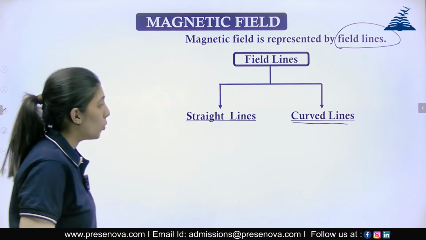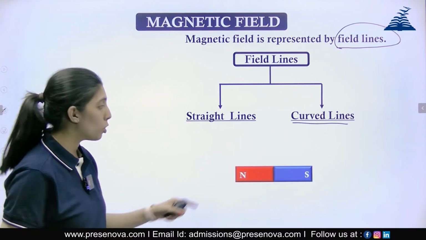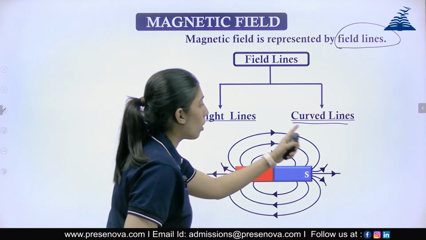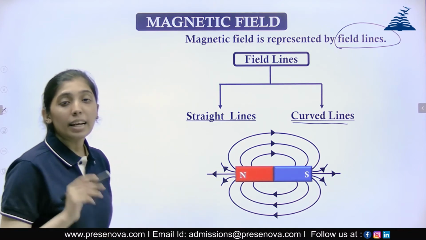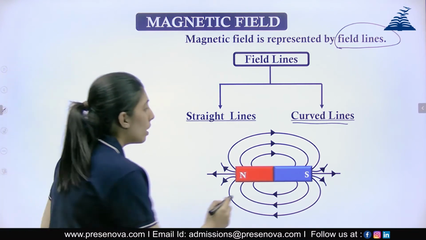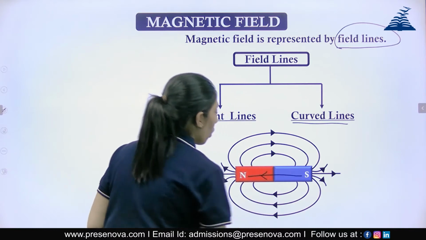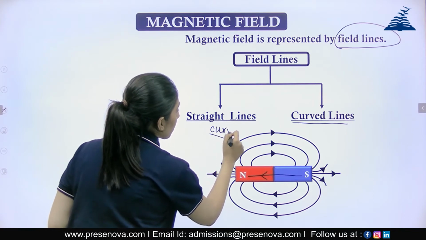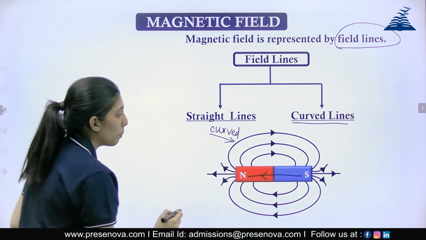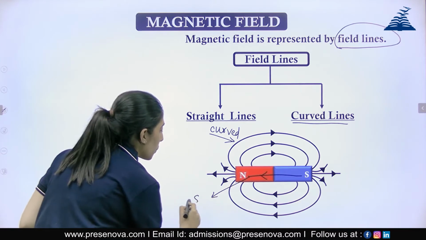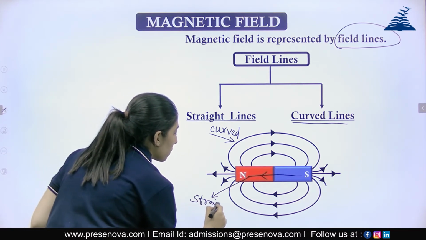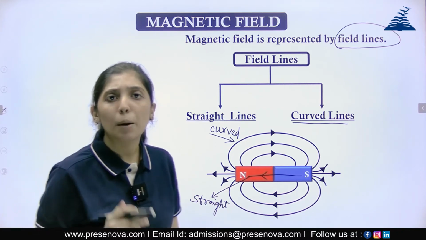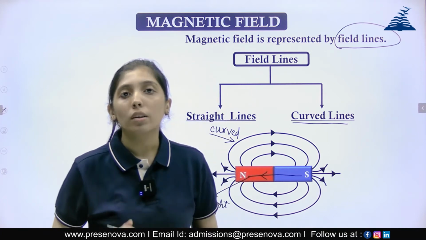For example, when I consider a bar magnet, we all know it has a north pole, a south pole. Magnetic field line starts from the north and ends at the south. But inside the magnet, it starts from the south and ends at the north. So, outside the magnet, the field lines are curved. But inside the magnet, it is straight. So, the magnetic field can be either represented by a straight line or a curved line.